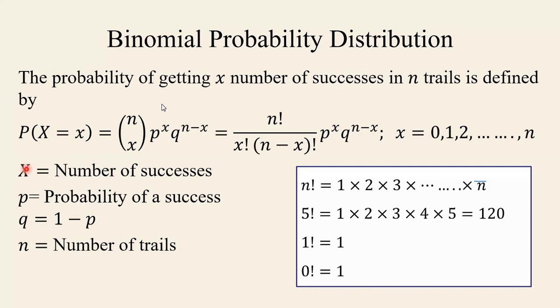So capital X is a random variable that denotes the number of successes out of N trials. P is the probability of getting a success. Q is 1 minus P. N is the number of trials. Usually, the factorial is calculated by using this formula. This is the method of presenting the probability distribution by a formula. This is a discrete probability distribution, and here we are using this formula.